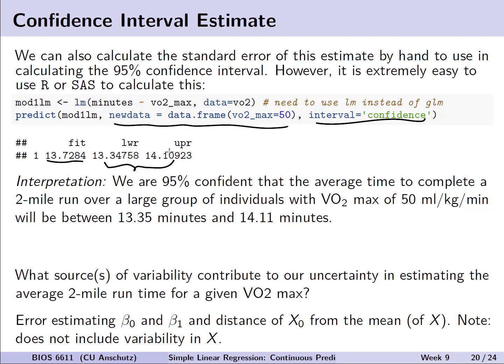We may also wish to ask, what sources of variability are contributing to our uncertainty around this estimate of a 2-mile run time with a given VO2 max for a large group? In this case, we would say that the error in estimating beta naught and beta 1 and the distance of our predicted value x naught from the mean of the predictor x are those contributing sources of our variability. Here, the individual variability is not being contributed around x.